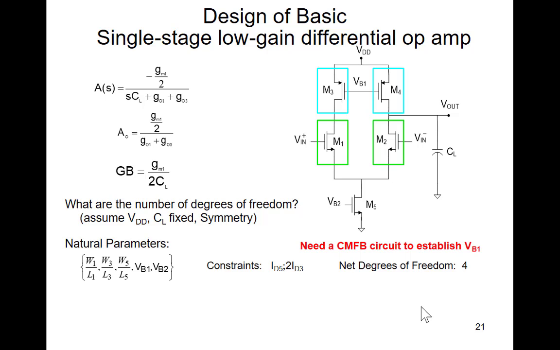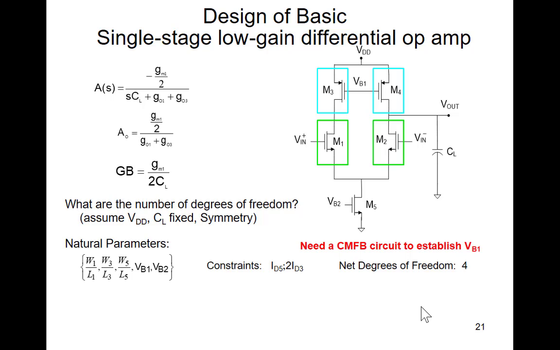If you look at the natural parameters for this amplifier, since we assume symmetry, if you know the dimensions of M3, you know the dimensions of M1, you know the dimensions of M5, and you know the two bias voltages VB1 and VB2, the circuit is completely specified. So the natural design parameters for this circuit are the 3 W over L ratios and the two bias voltages. There are 5 design parameters.